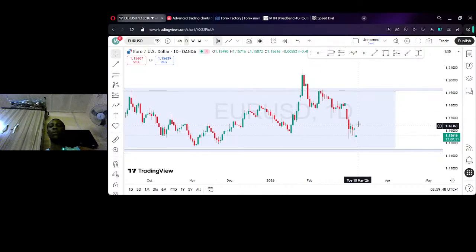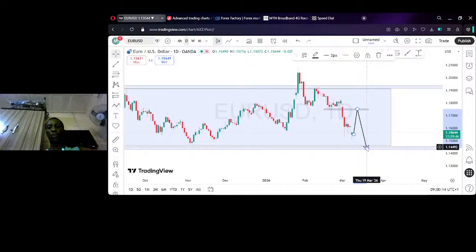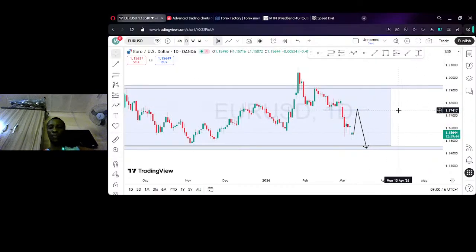On the daily time frame, we expect price to create a new lower high right here. Since this is now a support level that price has broken and closed below, we have a support level right here. So now we expect price to pull back right here and continue dumping to the downside. This is on the daily time frame. We have a lower low, we have a lower high, we have a lower low.